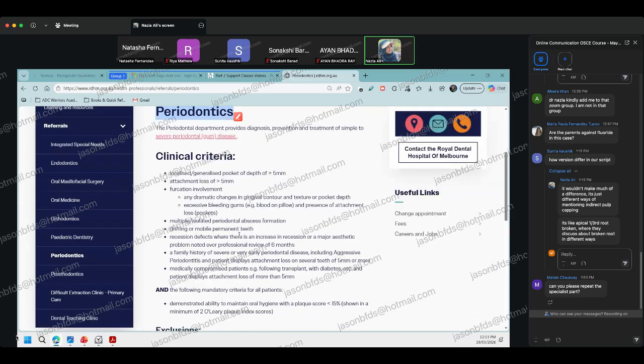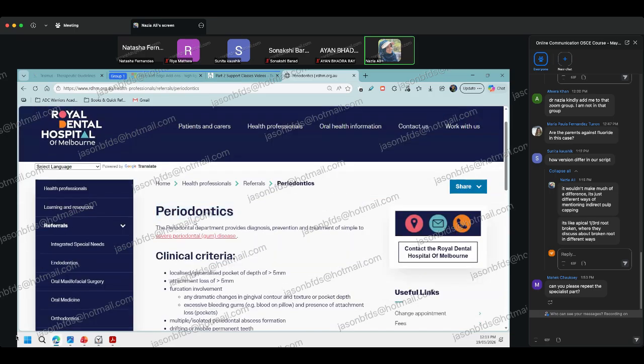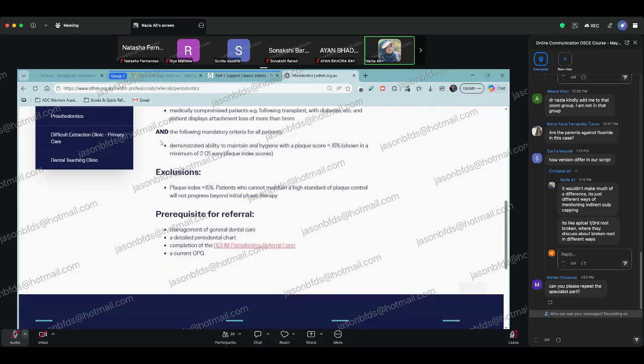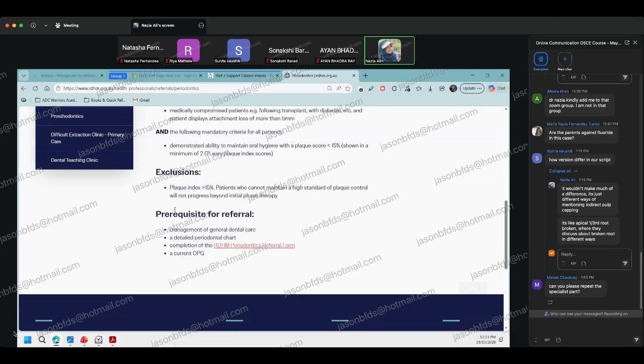So when I'm referring any patient to any specialist, I need to see what the inclusion, exclusion criteria and prerequisites are. Inclusion criteria, yes, this patient does fit. Exclusion, that's why I need to monitor if they're maintaining their plaque score. Prerequisite: when I'm filling this form, I need to make sure that I've done my general dental care, a detailed periodontal charting, and a current OPG sent along with the form.